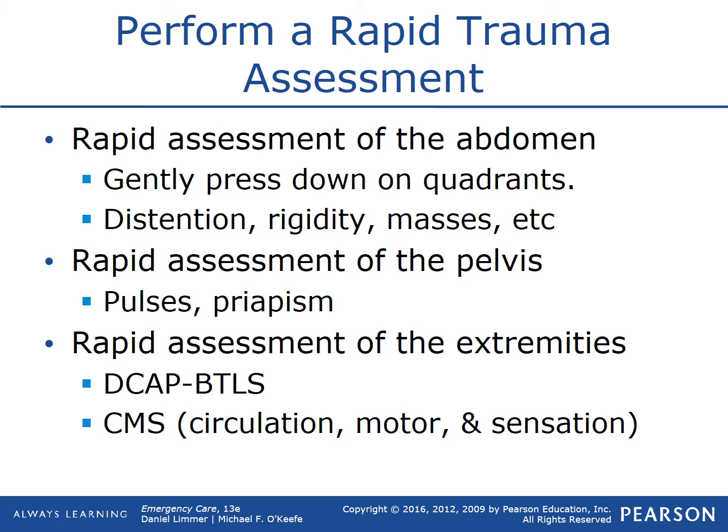So you'll gently press down on all the quadrants, checking for any kind of distension. See if the belly sticks out. Is it hard? Is it rigid? Do you find any masses? Anything abnormal in the belly? And remember, we're treating sometimes a large bariatric population, so that distension of the belly might just be due to Budweiser, not a traumatic injury.